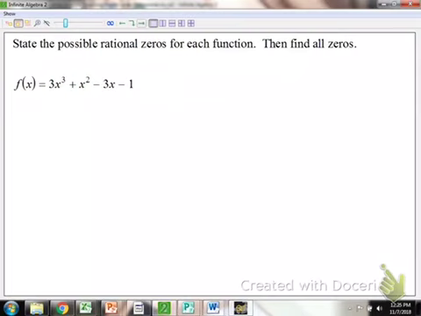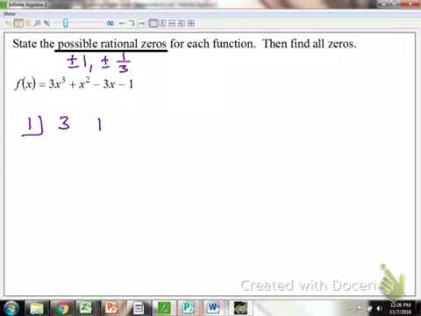of this one. The possible rational zeros, again, come from the factors of this number divided by the factors of that number. So my possible rational zeros are plus or minus 1 and plus or minus 1/3. Then we're going to find those zeros, which hopefully you will be able to. I'm not going to give you one tomorrow that doesn't have any rational zeros. We're going to test these. Let's see if 1 works.